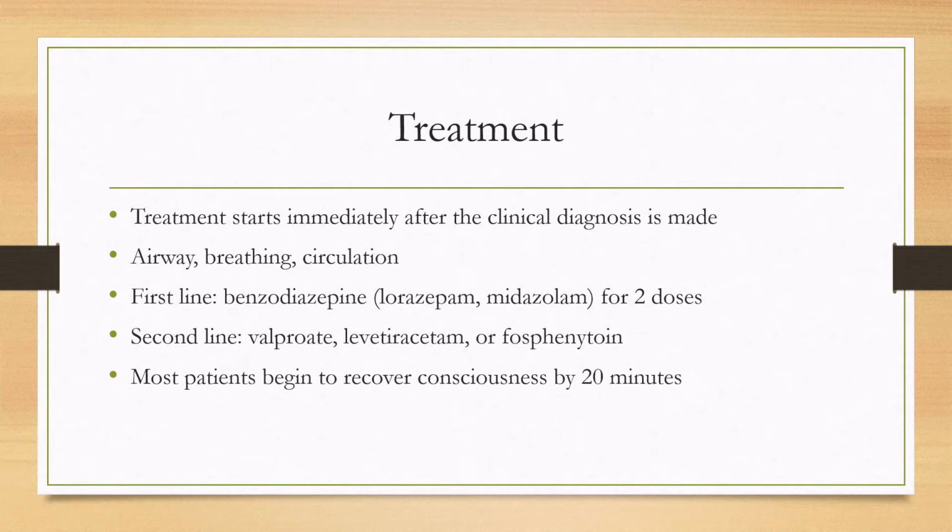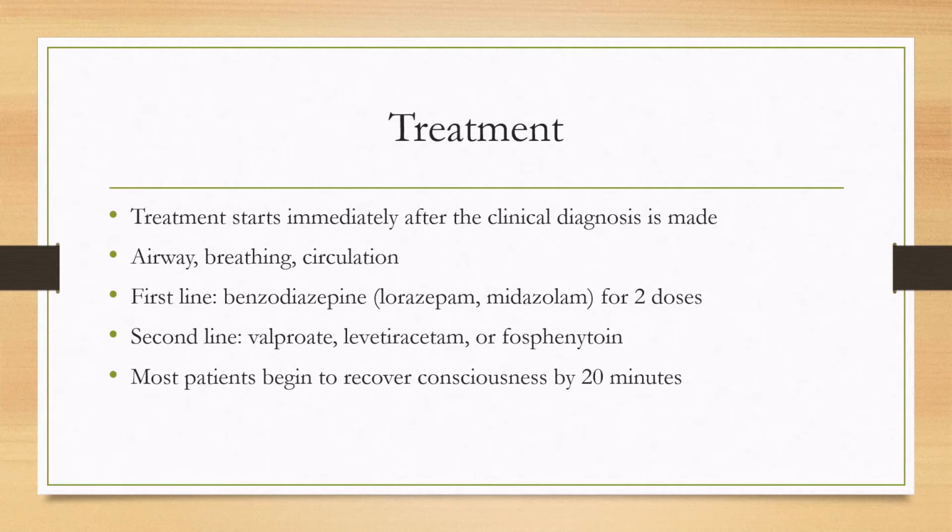For treatment, this will actually start before evaluation even. So the airway, breathing, and circulation are the most important. These patients may need to be intubated to protect their airway, and they'll definitely need IV access. The first-line medications will be benzodiazepines for 2 doses, and most commonly that is lorazepam or midazolam. Second-line agents include valproate, levetiracetam, or fosphenytoin.